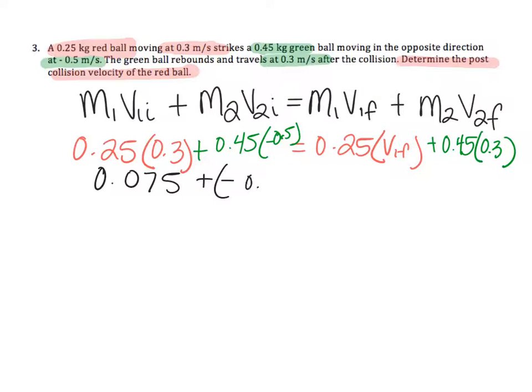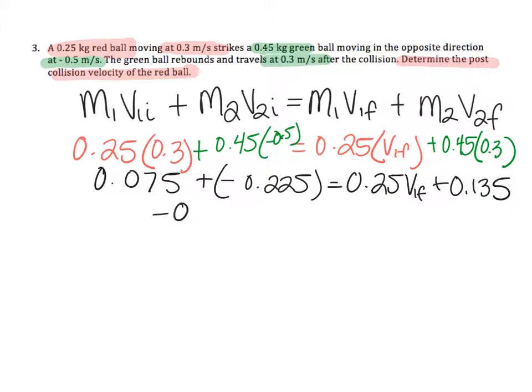negative 0.225. That'll still equal 0.25 V1F plus 0.135. All right, so we simplified that down a little. Now we can simplify this left side down even more. That'll give us negative 0.15. The right side stays the same at this point.